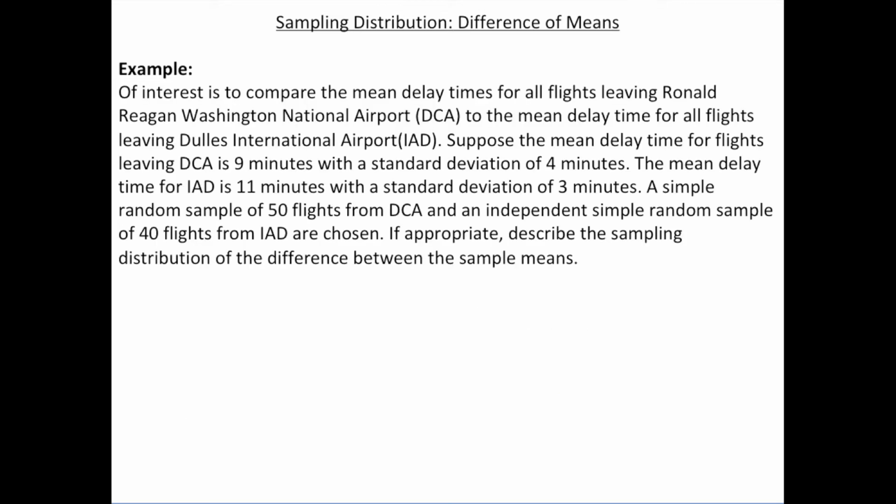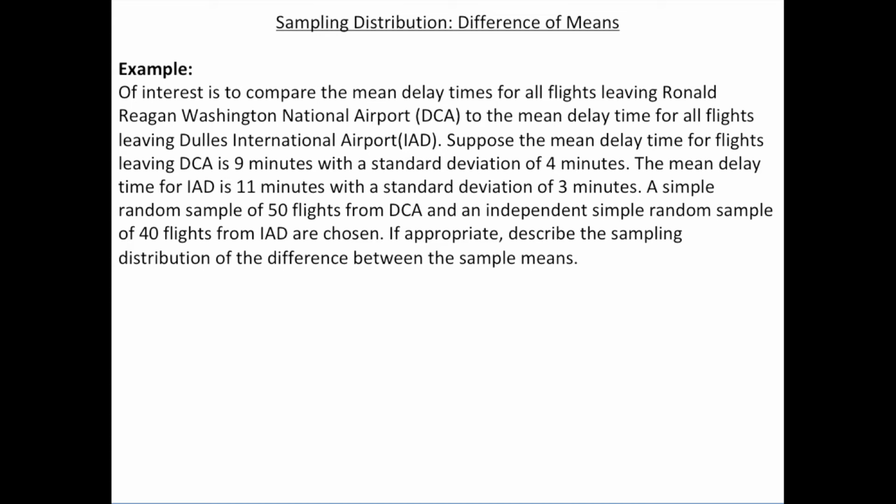If we look at a quick example, of interest is to compare the mean delay times for all flights leaving Ronald Reagan Washington National Airport to the mean delay time for all flights leaving Dulles International Airport. Suppose the mean delay time for flights leaving DCA is 9 minutes with a standard deviation of 4. The mean delay time for IAD is 11 minutes with a standard deviation of 3. A simple random sample of 50 flights from DCA and an independent simple random sample of 40 flights from IAD are chosen. If appropriate, describe the sampling distribution of the difference between the sample means.